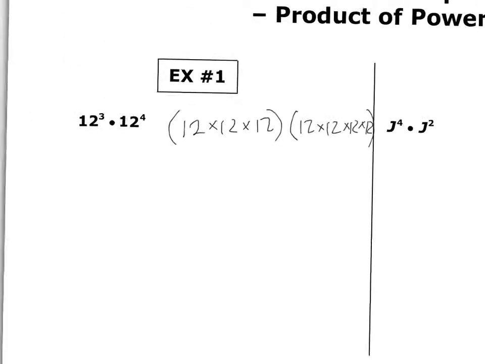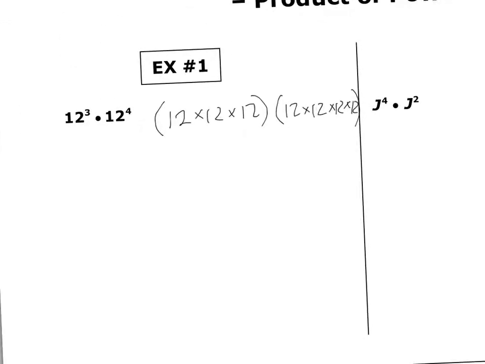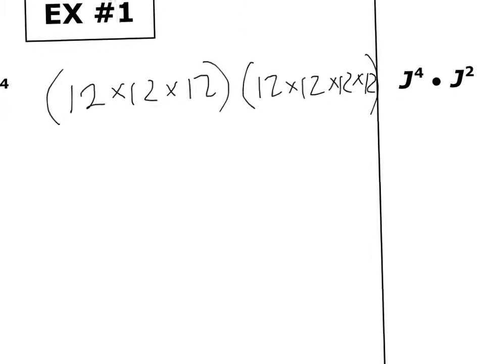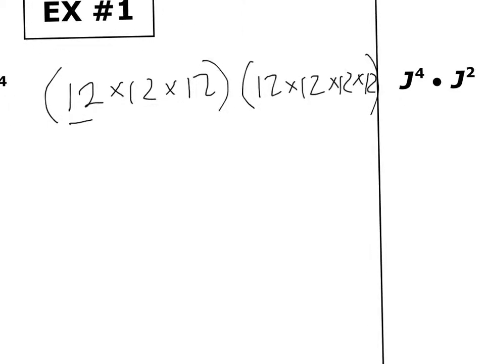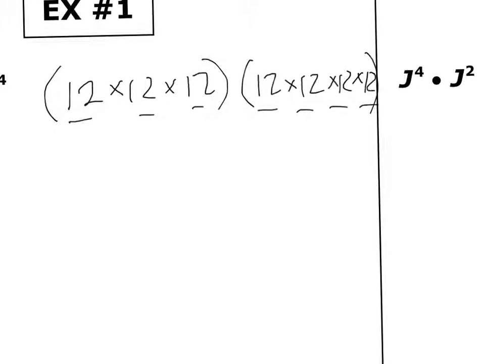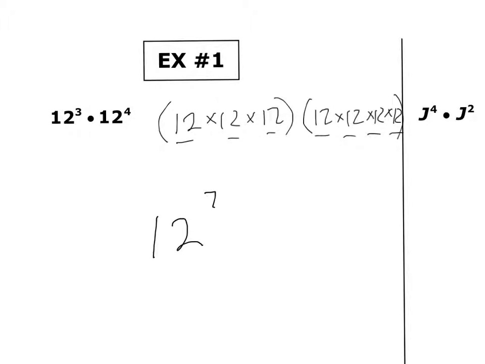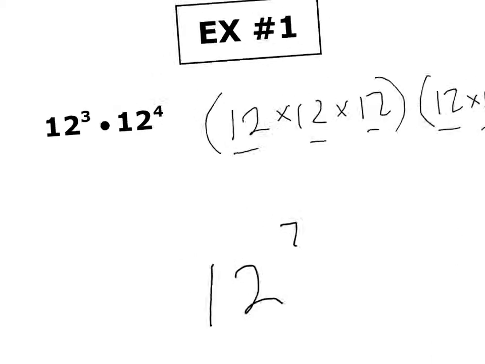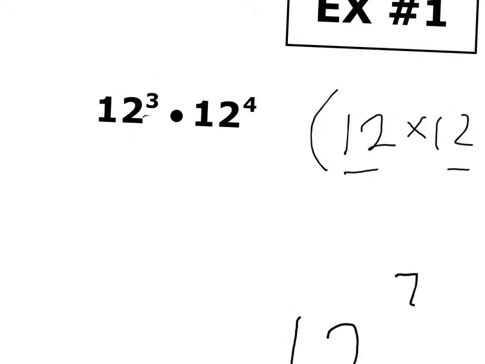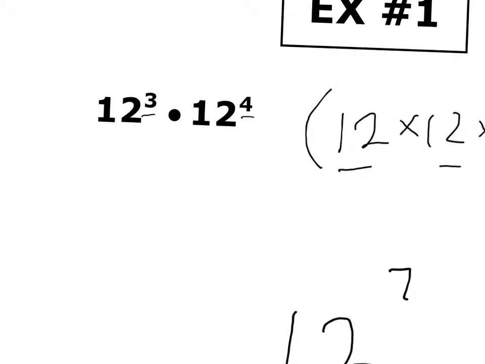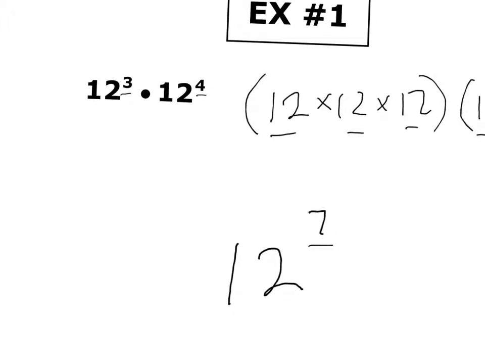Okay, so if you have all those 12s, that really means that you have 12 multiplied by itself 1, 2, 3, 4, 5, 6, 7 times. So if you wanted to put this in exponential form, that would give you 12 to the 7th. Okay, but what do you notice? If you look at your exponents, we have 3, we have 4, and we have 7. What do you notice? Keep that in mind.